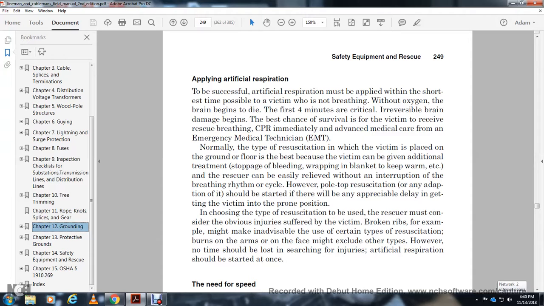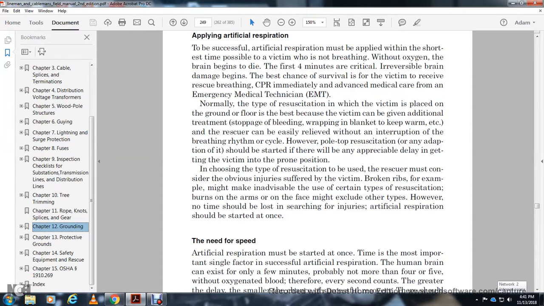In choosing the type of rescue resuscitation, the rescuer must consider the obvious injuries suffered by the victim. Broken ribs, for example, might make it inadvisable to use a certain type of resuscitation. Burns on the arms or face may also be a factor. However, no time should be lost in searching for injuries. Artificial respiration should be started at once.